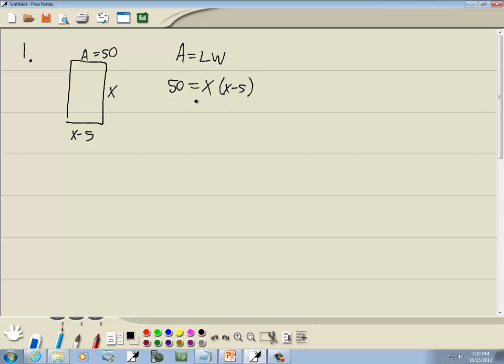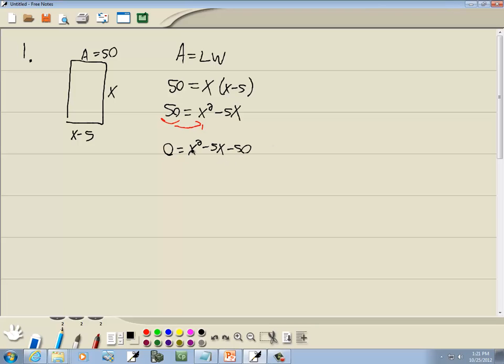Now at this point we want to solve this, and no matter what, when you've got parentheses, you always get rid of those. X times x is x squared, x times negative 5 is negative 5x. Now to solve something when it has an x squared, this is a quadratic, we want to get everything over on one side and 0 on the other. So I'm going to take the 50 over, and we get x squared minus 5x minus 50.